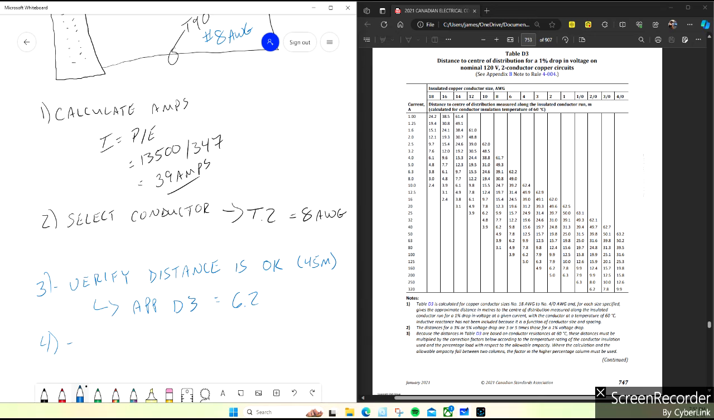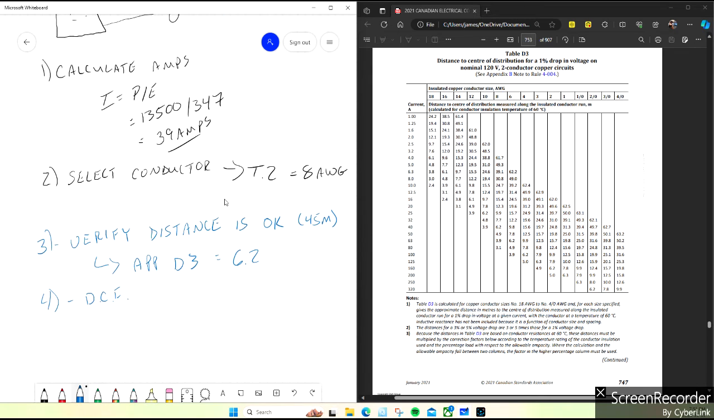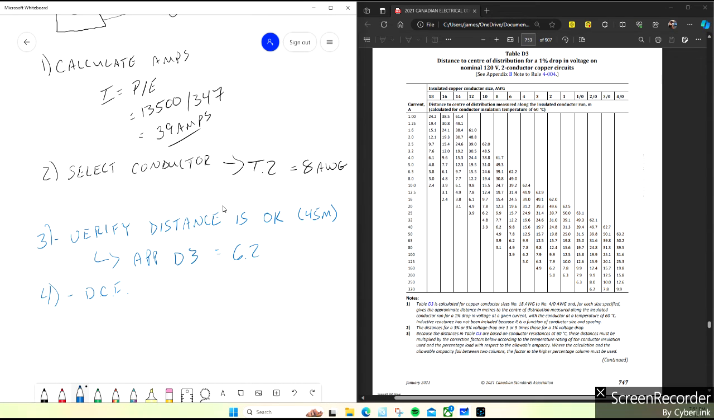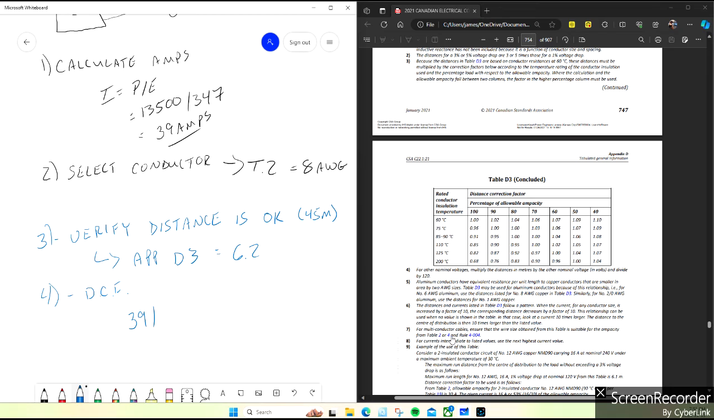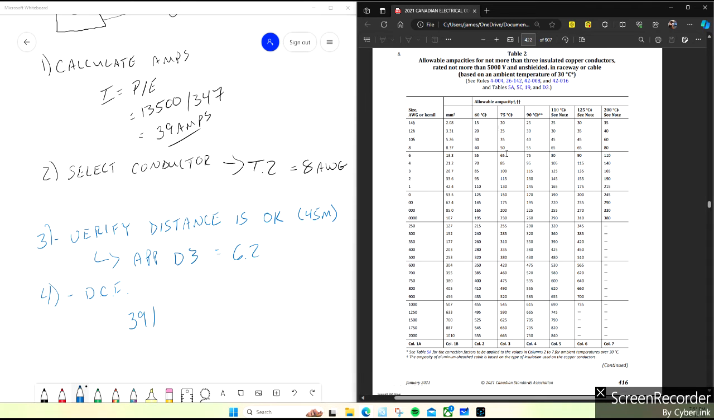DCF. Let's do our distance correction factor. Let's go figure out what that's going to be. Okay, so we know our load is 39. We're going to divide it into the rating of the number 8, which I believe is 50 amps. Yeah, 50 amps. All right, so 39 divided by 50. If I do that, you should get 78%. And we do not have that option under the D3 continued, so this will go up to 80%.